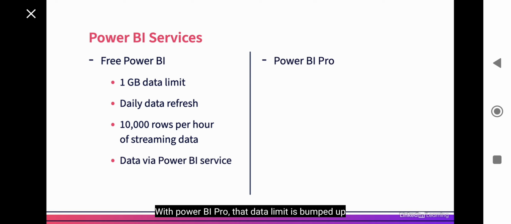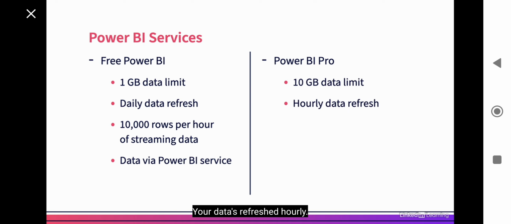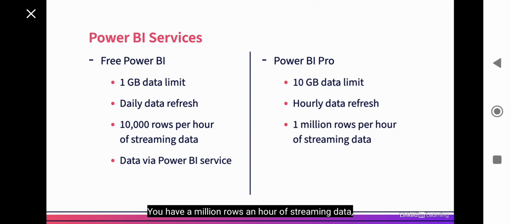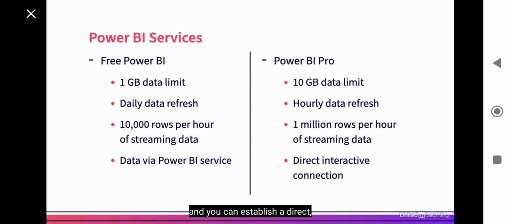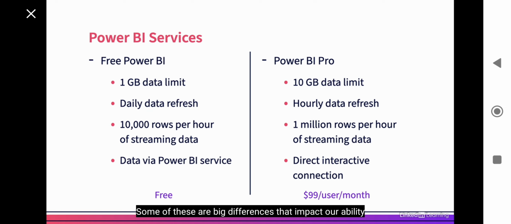With Power BI Pro, that data limit is bumped up to 10 gigabytes. Your data is refreshed hourly. You have 1 million rows an hour of streaming data, and you can establish a direct interactive connection to your data. Some of these are big differences that impact our ability to model quickly in Power BI Desktop. I will be taking advantage of a Power BI Pro level of licensing in this course, and I recommend that you do so as well. And I'll tell you more about this in the movie Install Power BI Desktop.